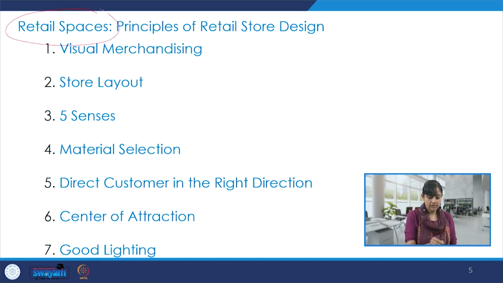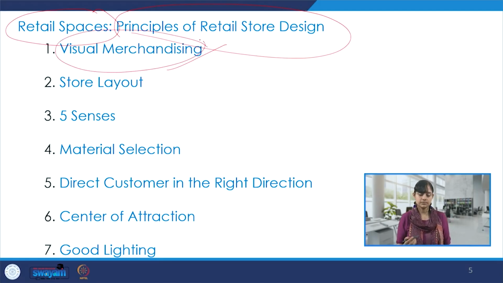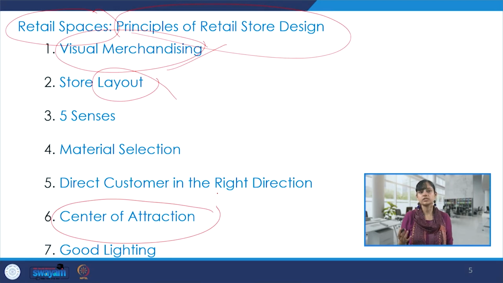So we talked about retail spaces, and we also talked about the principles of retail store design, where we had an interesting discussion on VM, which is visual merchandising, then the layout of the store and how itself that is very, very crucial for the design. How do we tap the 5 senses and create those user experiences, the selection of material, the sense of directionality, identity design, user experience again, if there is any focal point or center of attraction, and of course the profound role of lighting, color, etc.